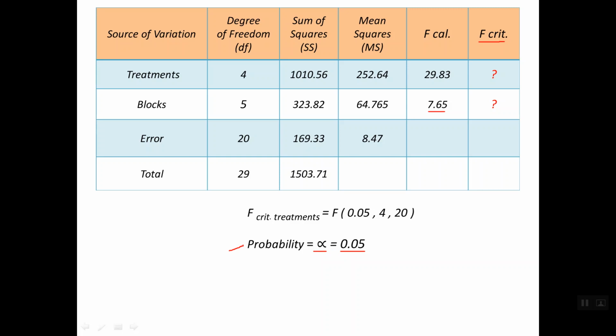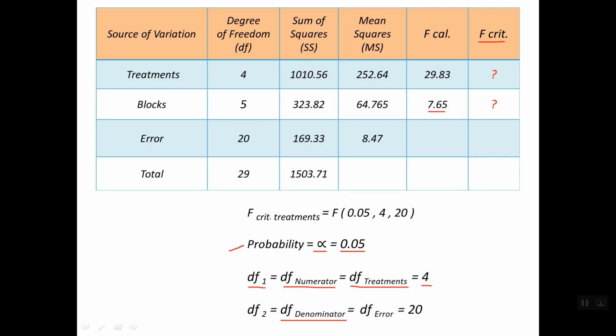So we should return back to one of the F distribution tables for a probability of 0.05. And we need two values for the degrees of freedom. The first one is called the degree of freedom for the numerator. It is simply the value of the degree of freedom for the treatment, which is 4. And the second value is called the degree of freedom in the denominator. It is simply the value of the degree of freedom for the error. It is known to be 20. So this is the way to determine the value of the F critical.